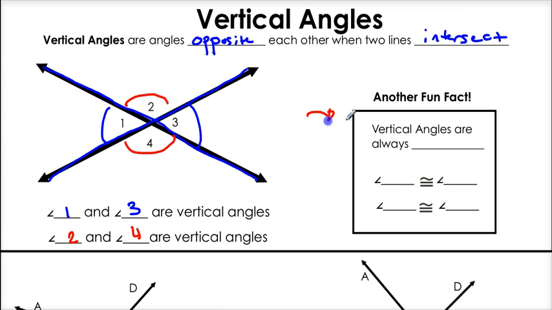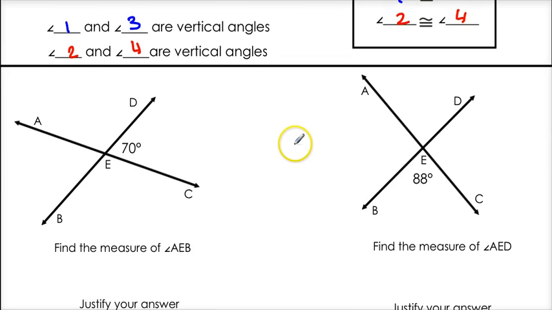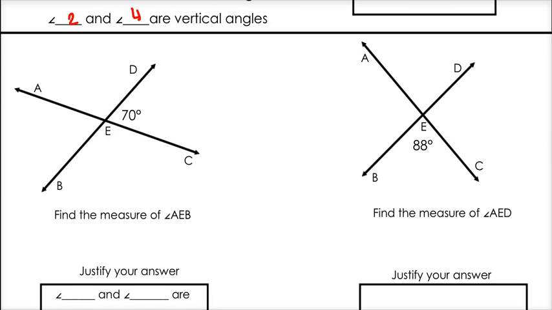Now here's our key point right here. Vertical angles are always congruent, meaning they are always equal to each other. So in this case, since I know 1 and 3 are vertical angles, I know 1 is congruent to 3, angle 1 is congruent to angle 3. And I also know that angle 2 is congruent to angle 4 because they are vertical angles. All right, vertical angles are always congruent. That's our main point right here.